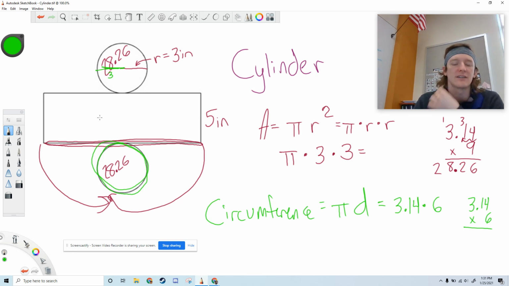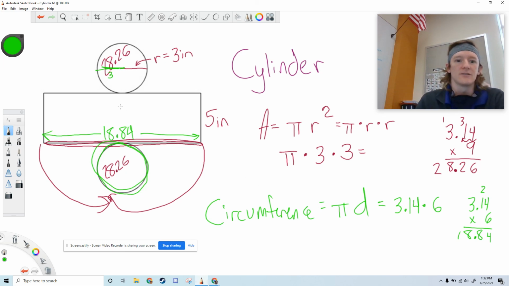So now we're going to do 3.14 times 6 to get this base, because we don't know that base yet. If I'm going to do this rectangle, I need base times height, but I don't have the base yet. 6 times 4 is 24, 6 plus 2, 7, 8, and that'll be 18. 18.84, because I'm moving my decimal twice. That is the distance of our base. So now we can do our rectangle.